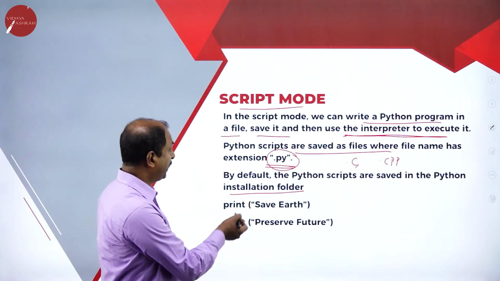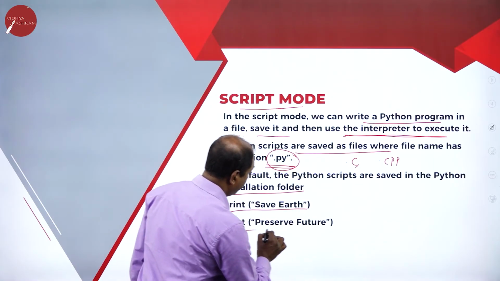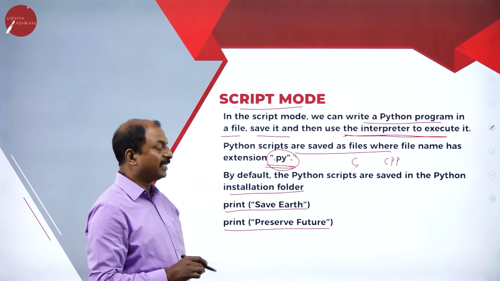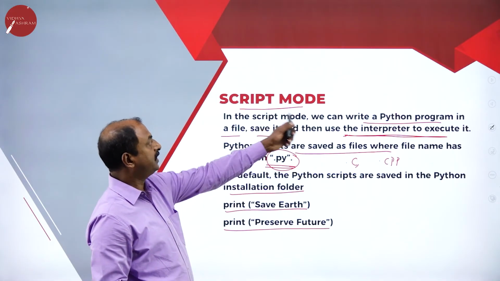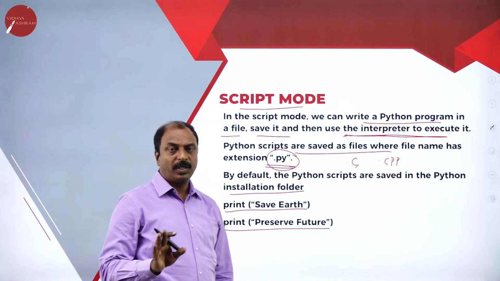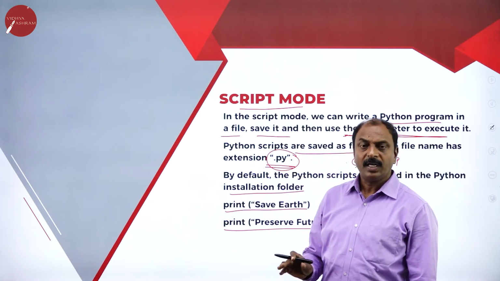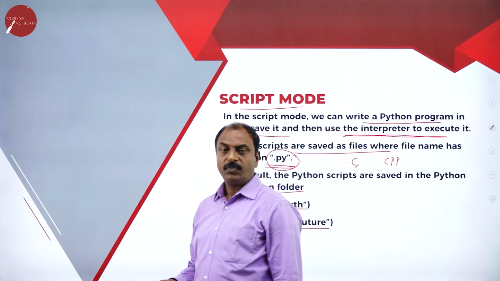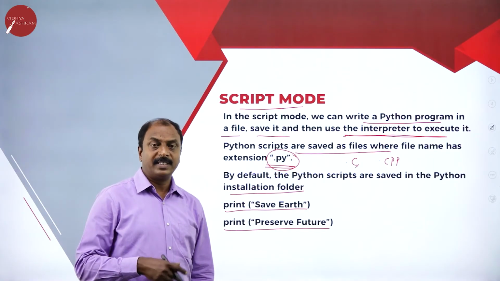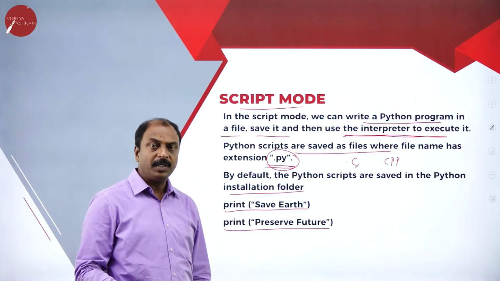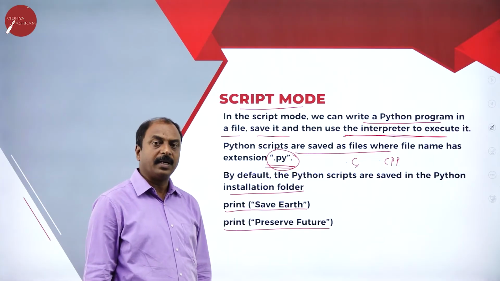This is a simple example. This is one print statement and this is another statement. These two we can save and execute, and you will get the result. So this is script mode. In script mode, we write the Python programming statements in a file, and that file can be saved with the extension name .py. Then we can execute the program and you will get the result. This is how we work with script mode in Python language.